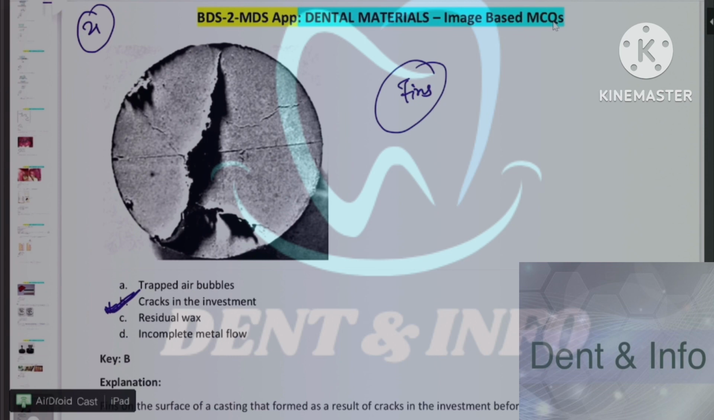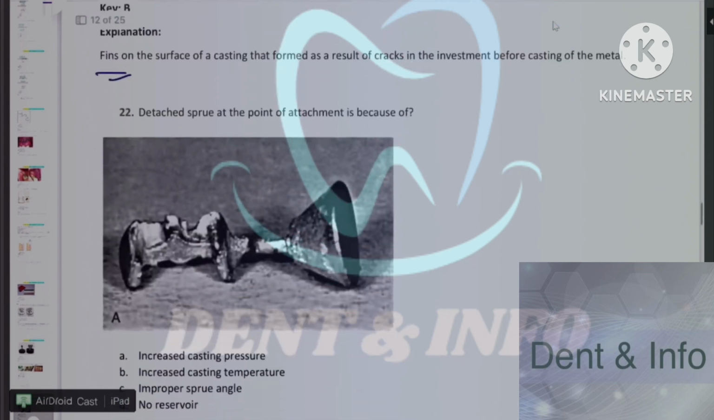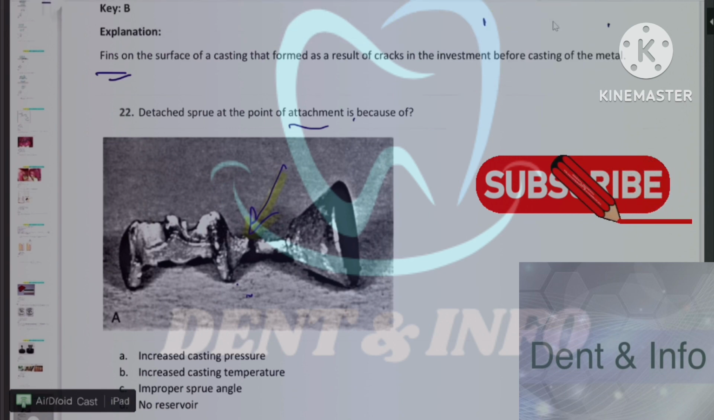Rapid heating. Detached sprue at the point of attachment. Sprue has broken down. See, I'll just erase it. Okay, this is due to what? This is primarily due to improper sprue angle.